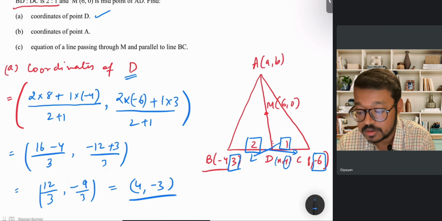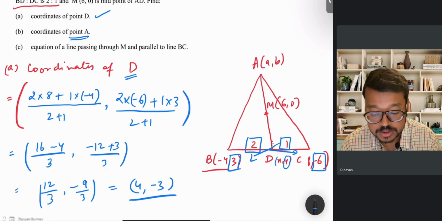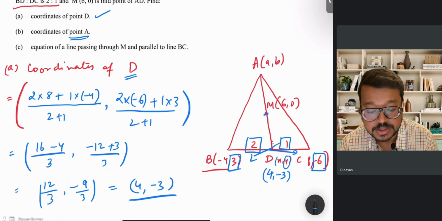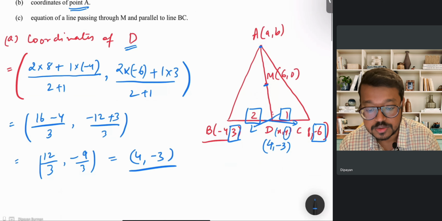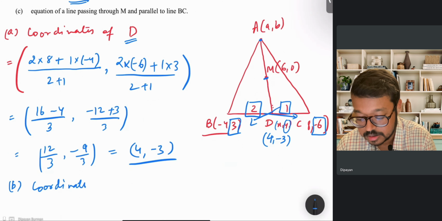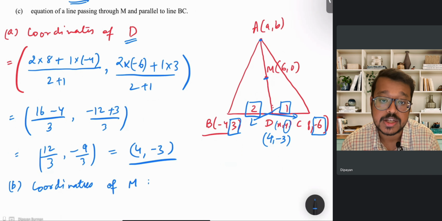Then they're asking to find the coordinates of point A. Already point D I know, it is 4 comma minus 3, and M is the midpoint. M is 6 comma 0. It's the midpoint of AD. Then I can apply the midpoint formula to get the coordinates of point A. So if I apply the midpoint formula, I will say that the coordinates of the midpoint M are supposed to be the average of the x and y coordinates of A and D.